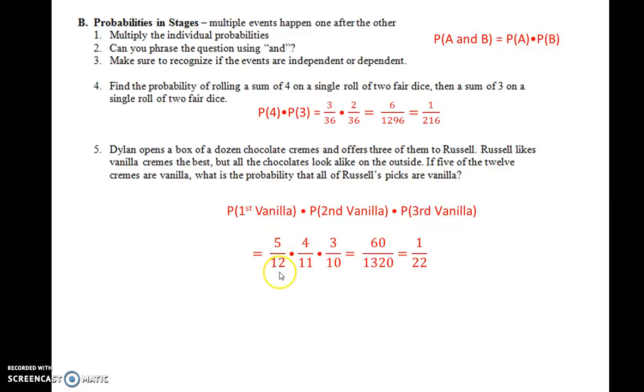So my first choice, I'd have 5 out of 12 options. Okay, and I'm assuming that I'm going to get that vanilla one.